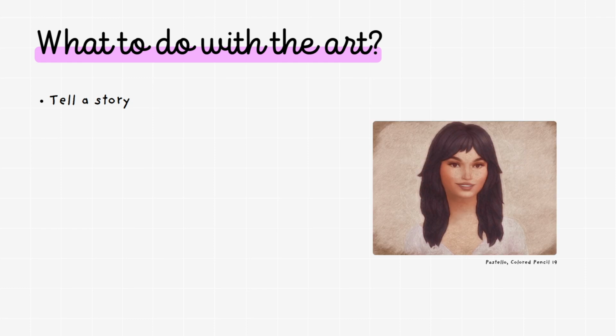For example, this one here, I created in the Pastello app. I chose Colored Pencil 19, that preset, and it gave this antique vintage look. And so maybe this is a photo that your sim found in the attic or something like that, and they're questioning, who is this person to us? Like maybe they found it in their grandpa's collection, and so they're asking themselves, who is this person to their grandpa? This is how you can maybe introduce a character to a story, or it could inspire a story.